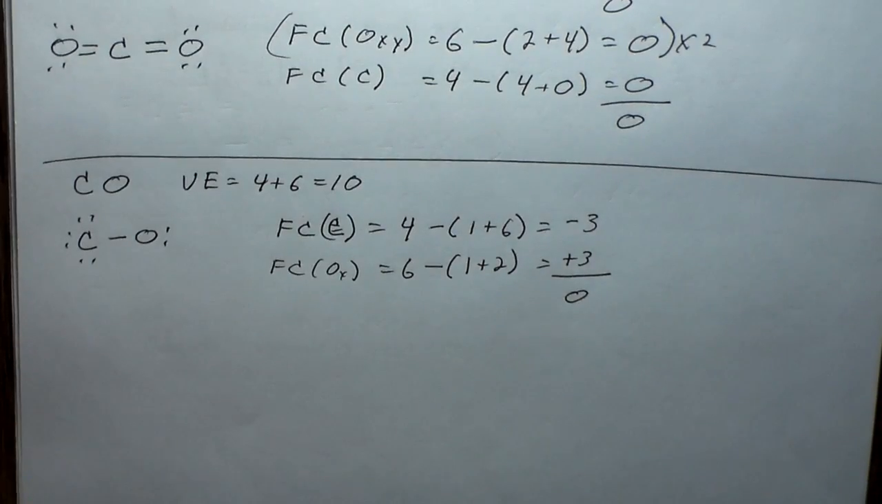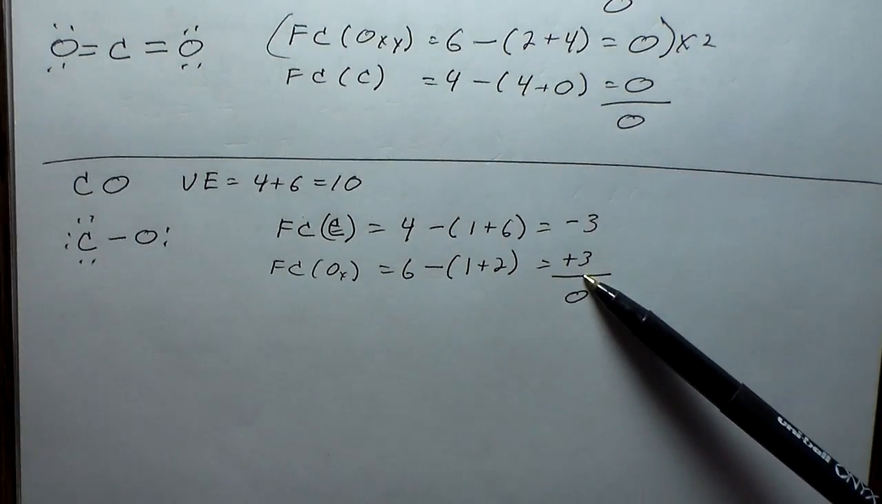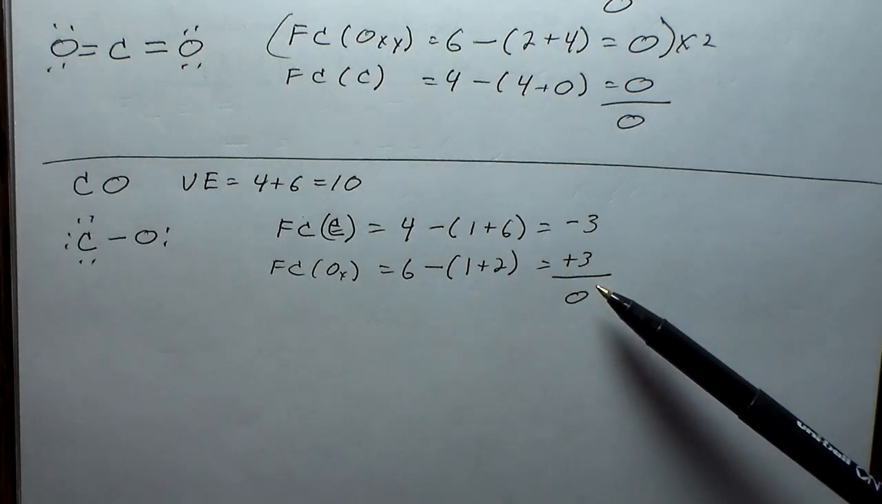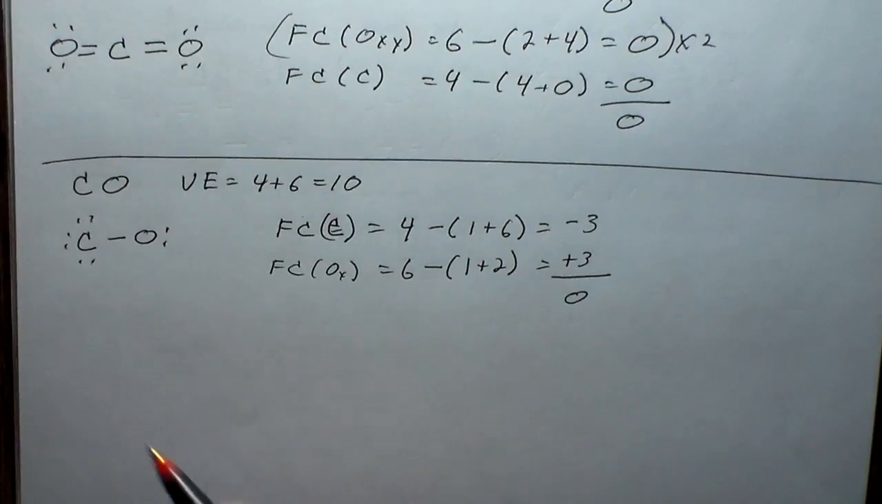Of course, you add that up, and that's 0. Now, obviously, right here, we have this problem. We have positive and negative 3s. Those are way away from 0. So what we need to do is move my electrons around here.